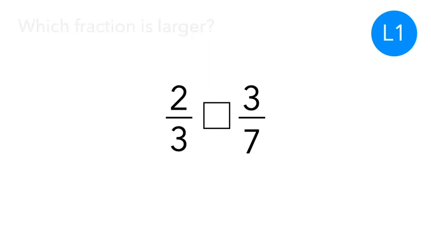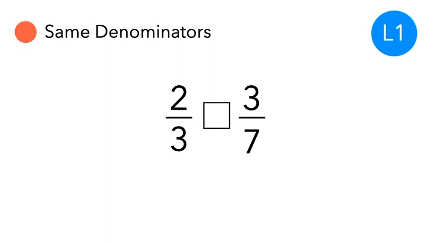The first way I want to look at is the idea of same denominators. Can we convert both these fractions into ones that have the same denominator, and then it will be easy to compare them and find out which one is larger. Now the denominator that I'm going to use is 21, and that's because it's the lowest common multiple between 3 and 7, and you can see that as 7 times 3 is 21.